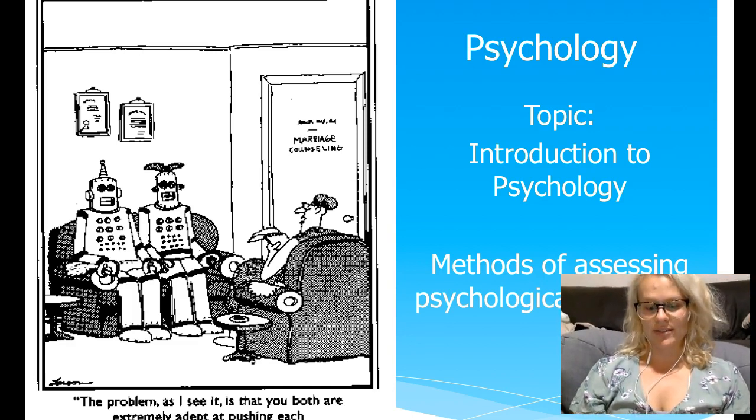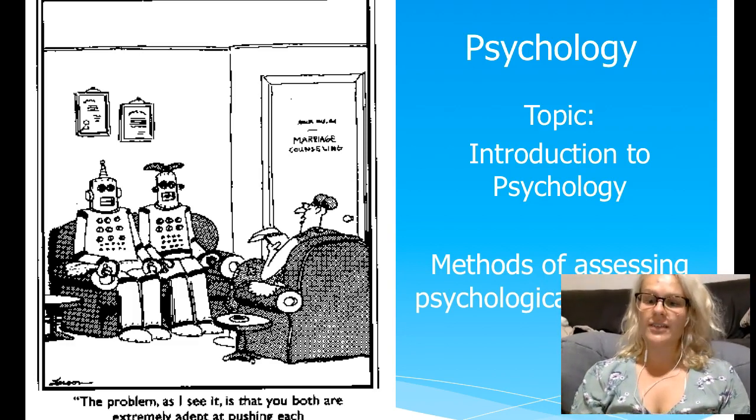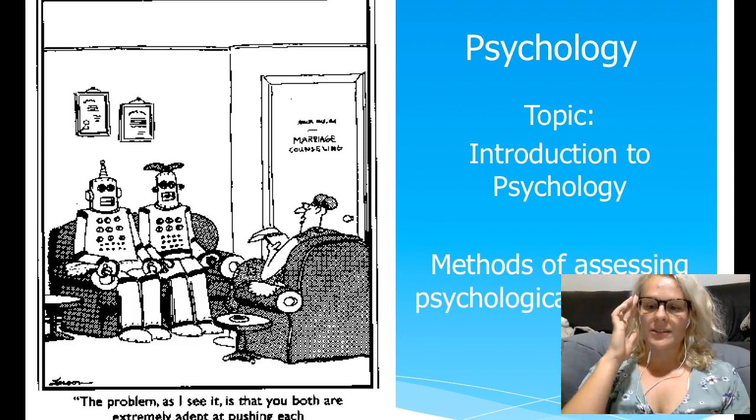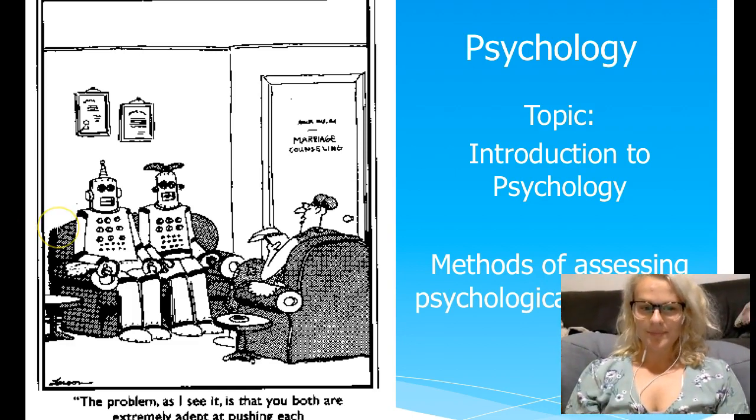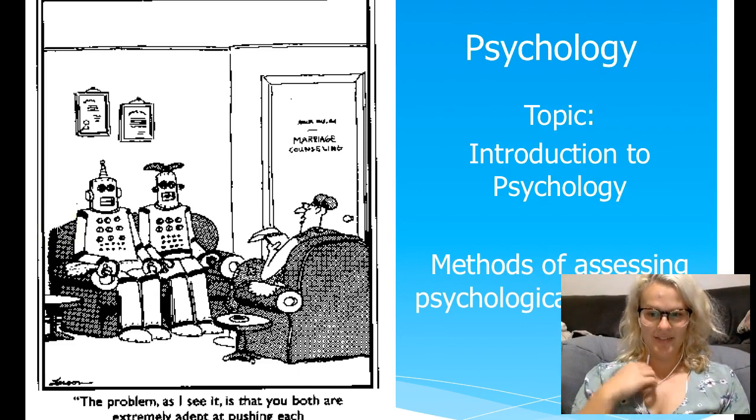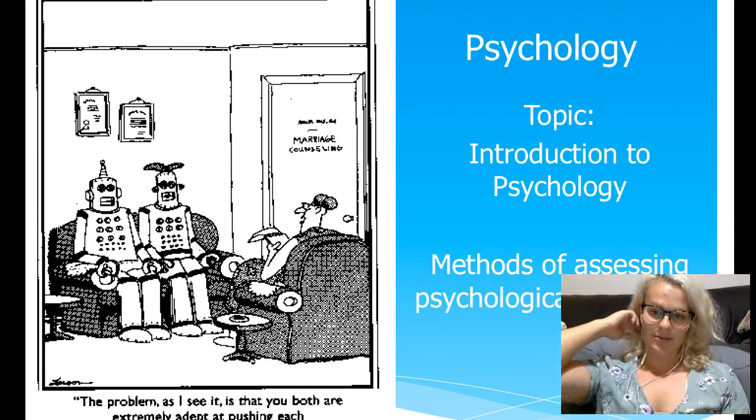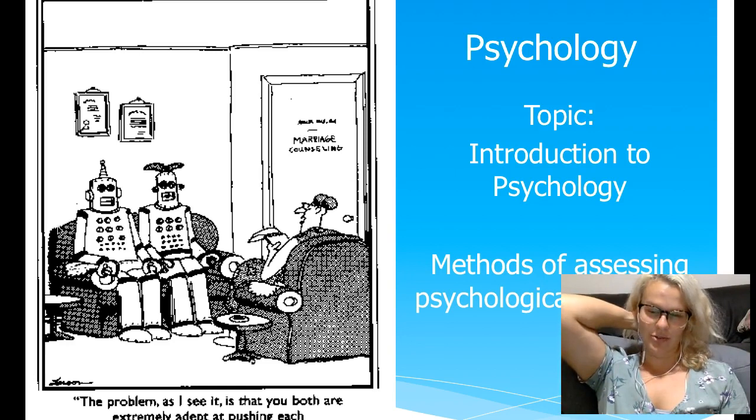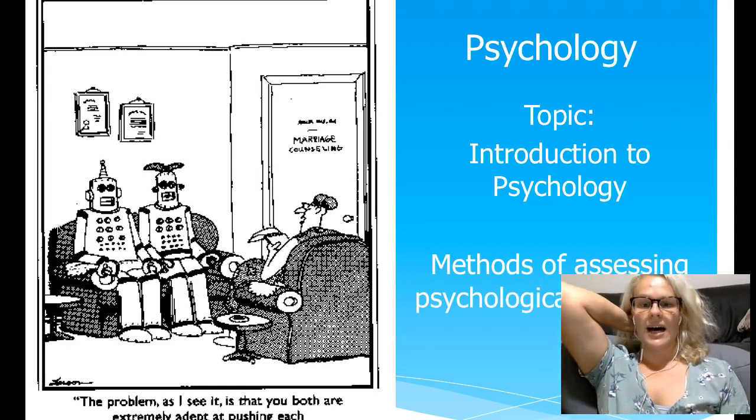So you'll find all of the resources in the Google Drive under Intro to Psych. And this is the one labelled 1, Methods of Assessing Data. You'll also find the exam questions that we're going to use to apply to that there too.